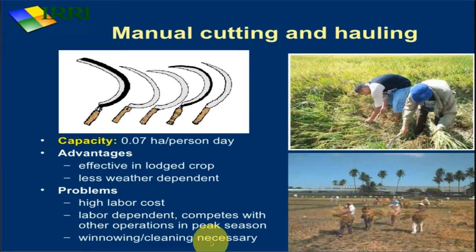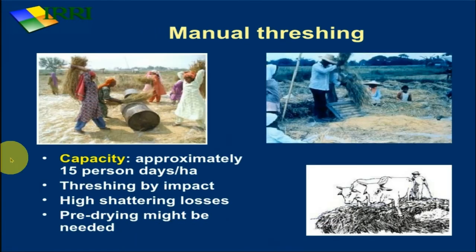And winnowing, cleaning necessary. Here cleaning and winnowing are necessary, because in machinery this will be done by the machine itself after cutting, but in manual work we have to do this as a separate process. Here also manual threshing requires 50% days per hectare. Threshing by impact, high shattering losses, pre-drying multi-period. Means before threshing we have to dry the crop after harvesting.